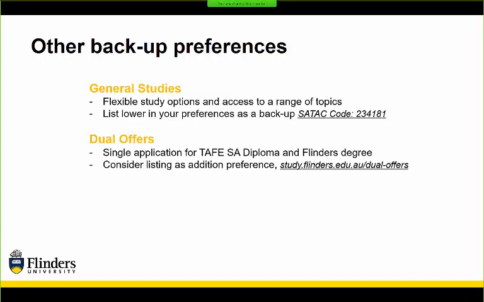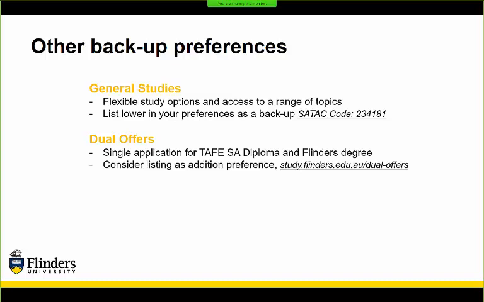You can also start in something like a dual offer. So these also have SATAC codes, but you do start in TAFE. What a dual offer requires is it doesn't require an ATAR, but you do need at least one basis of admission. So again, if we offer a dual offer in the area of interest that you're looking into, which can be found on the website, it could be worth listing a dual offer as maybe your 5th or 6th preference. So right down the bottom of your preferences.